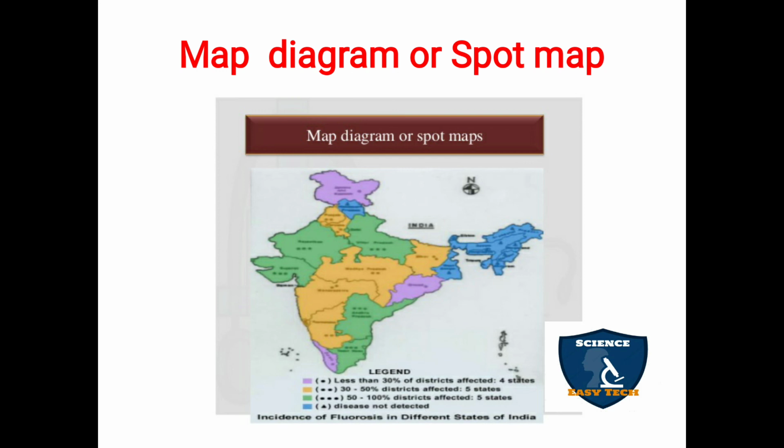Here different colors they have given. First, the purple color represents less than 30% of districts affected, for 4 states like that. The yellow color again is 30 to 50% districts affected, 8 states like that they have given. So each color they have given and they have represented in a map.